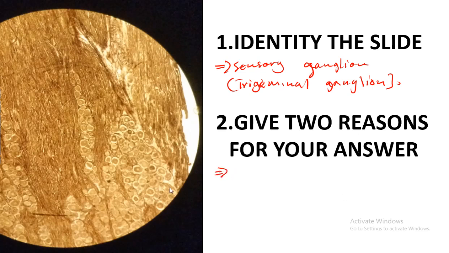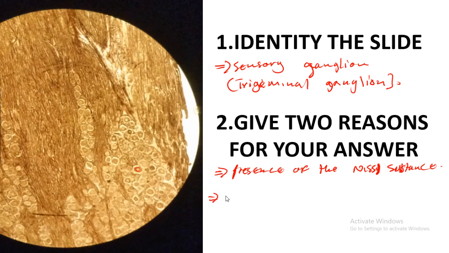One, when you talk of this trigeminal ganglion, you can see the cytoplasm having the dark spots, which are just known as the nissl substance. So you can talk of the presence of the nissl substance, which is just in the cytoplasm of the cell.